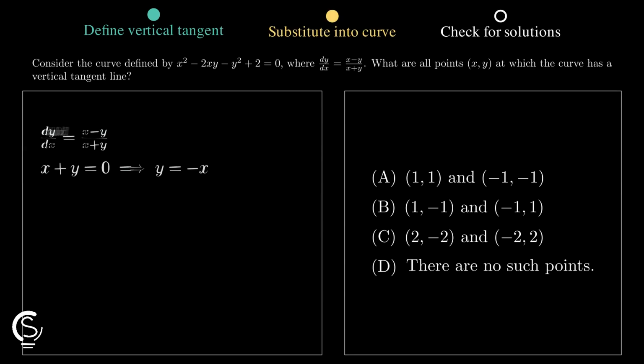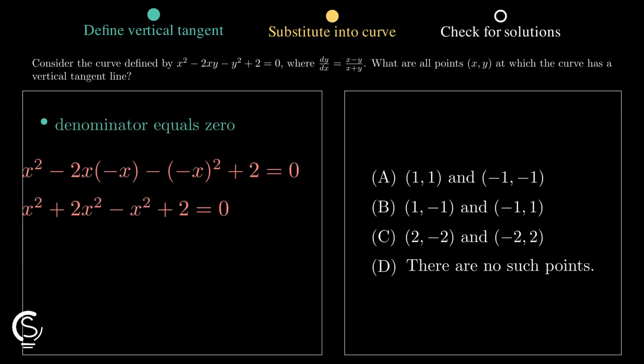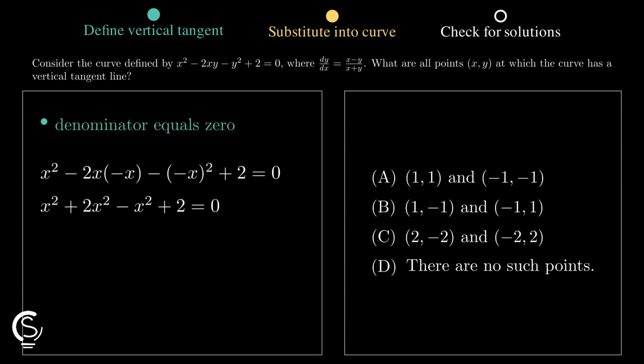Now substitute y equals negative x into the original curve equation. This allows us to reduce the expression to a single variable and test for valid points.